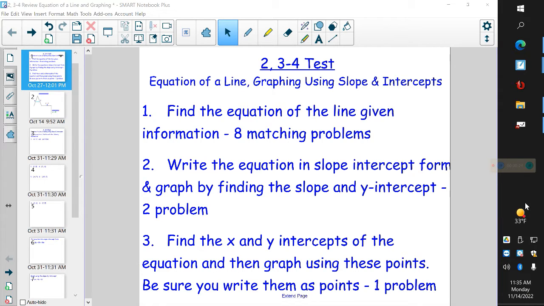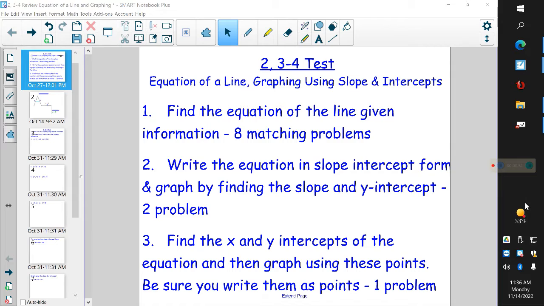Okay? So there are going to be 8 problems. Of those 8 problems, there will be column A and column B. In column A, you are going to have a slope and a point, 2 points, or a slope and a b value. You're going to be given information, and you are going to have to find the equation of the line given that information. In column B, you are going to have a whole bunch of equations.